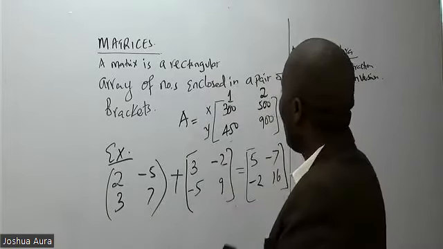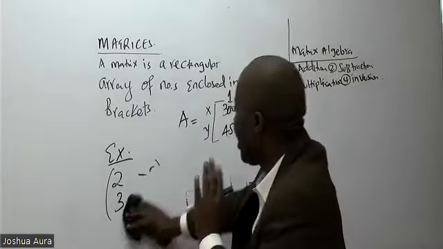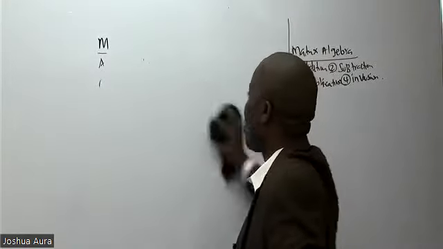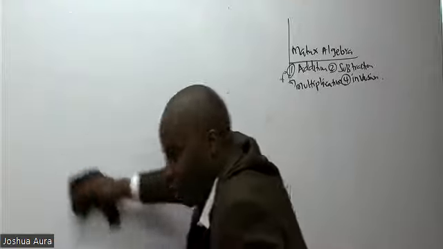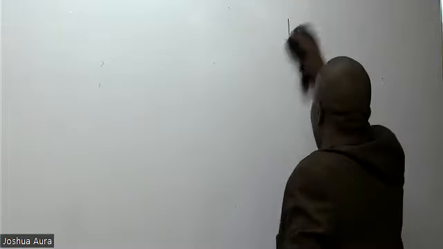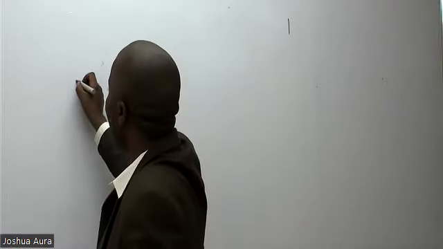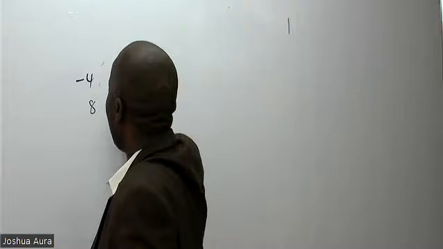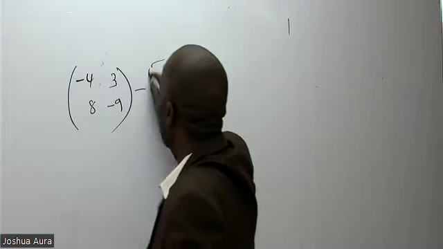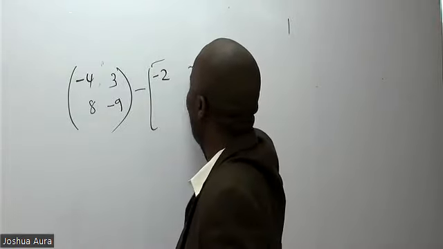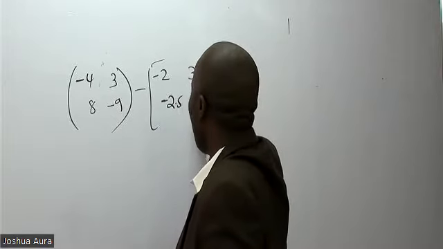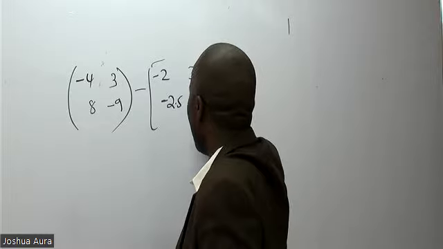Example number 2, please let me rub this. So example number 2, we have here minus 4, 3, 8, negative 9. And then the examiner comes and tells us to subtract. We have here minus 2, 3, negative 2.5, and 5, like that.